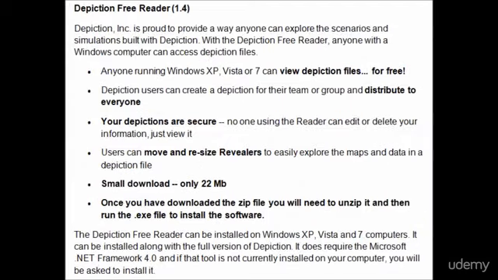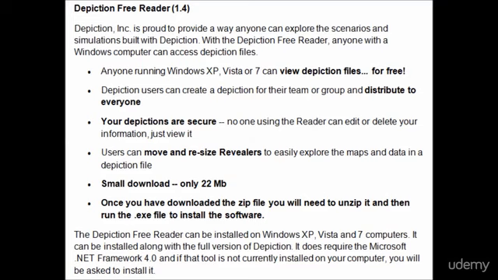The reason I like this software is that it comes with a free reader, as you can see here. The reader allows you to access other people's depictions without having to buy their software. This is used by a lot of governments, a lot of agencies, and a lot of private groups. They will create a depiction, which if you have the free reader, you can log in and access the depiction and see what they're planning.